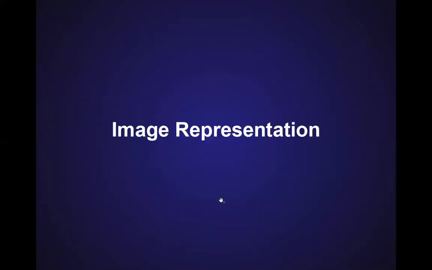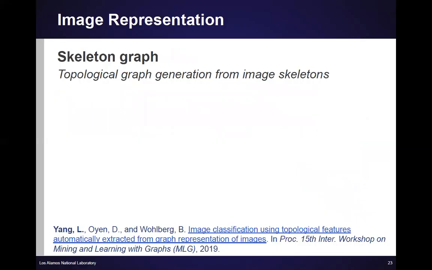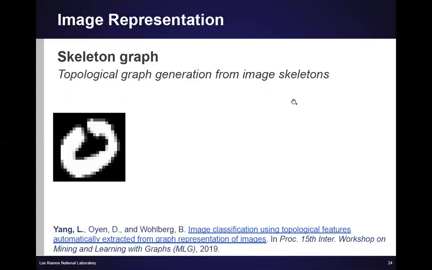Now I will introduce the image representation I proposed. It's called a skeleton graph. It's a topological graph generated from image skeletons. You can check my recent paper I published in the KDD workshop last year, called Image Classification Using Topological Features Automatically Extracted from Graph Representation of Images. So let's look at how this image representation works using a simple example.